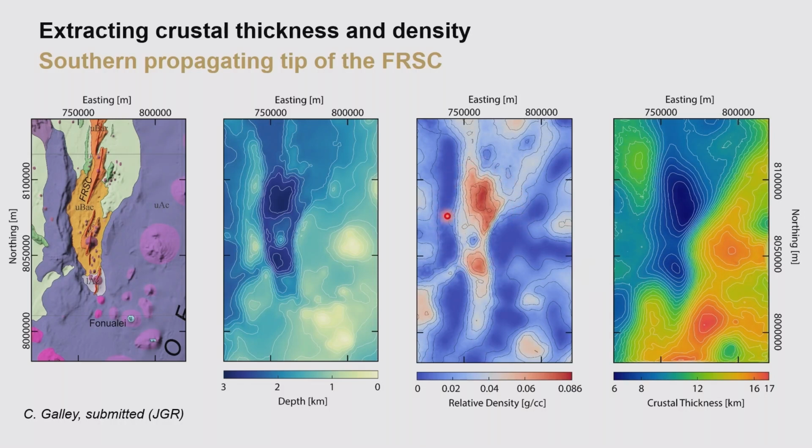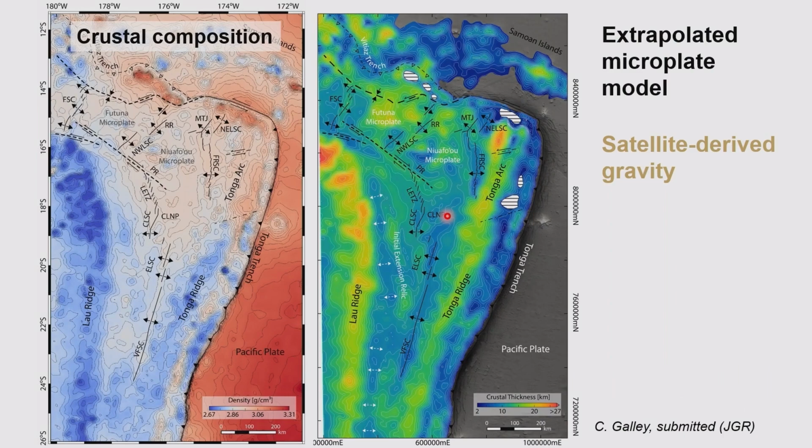Chris has done the whole of the Lau Basin this way, and I think this is one of the best developments we've had in the last little while because it shows just how granular this is: crustal thickness inverted from regional satellite-based gravity. It just shows how granular the microplate architecture can be.